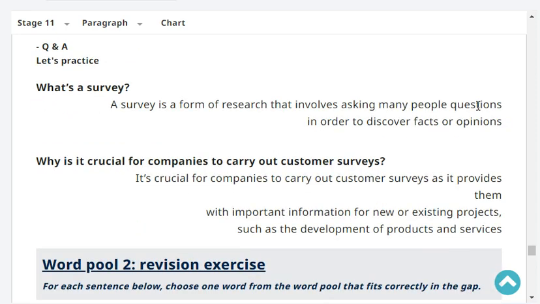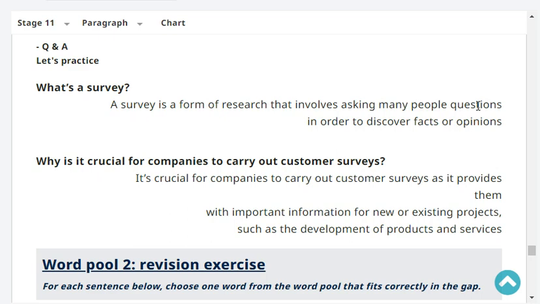Okay, what's a survey? A survey is a form of research that involves asking many people questions in order to discover facts or opinions.